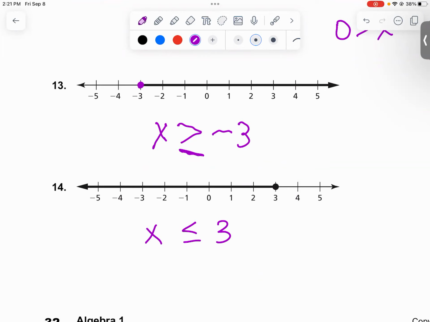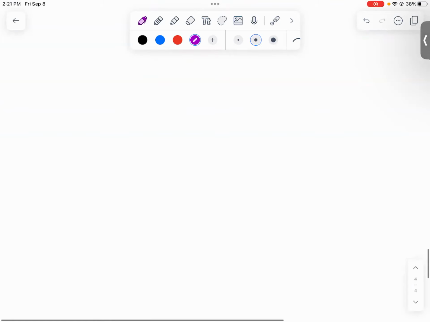I can solve any inequality problem. Ellery, give him a really hard one, please. I can solve any inequality. All right. Do one with 1 more.